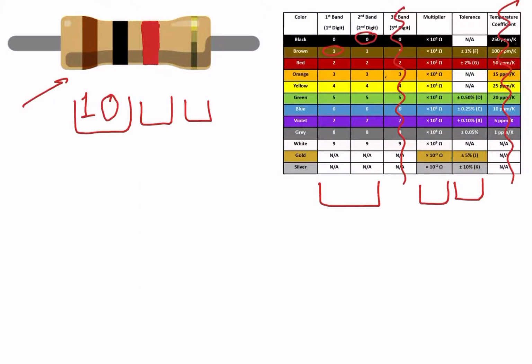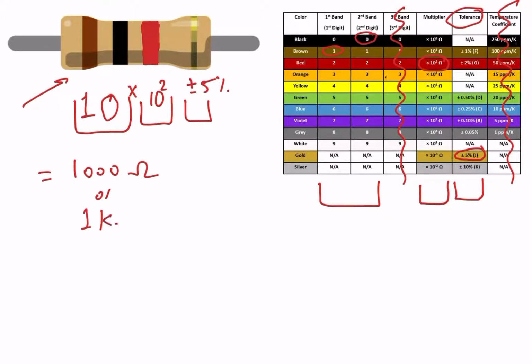Then we are going to go to the multiplier column. The red color refers to 10 power 2, a multiplication of 10 power 2. And the fourth band refers to tolerance. Tolerance is gold. Gold here is plus minus 5%. Okay, the amount of resistance for this resistor is 1 kilo ohm with plus minus 5% of tolerance.